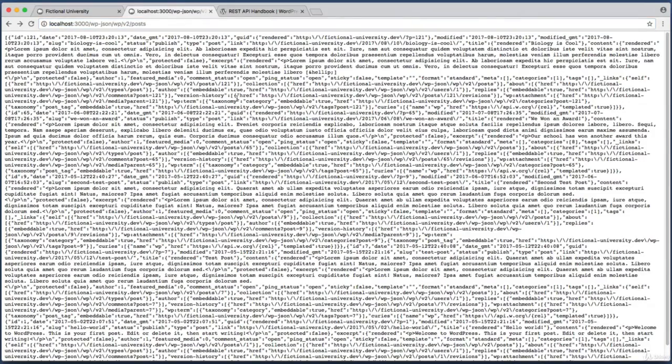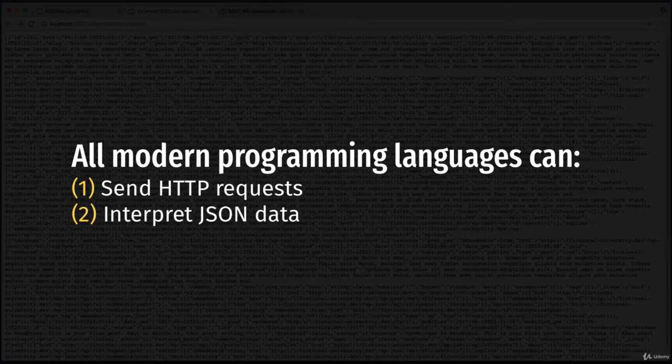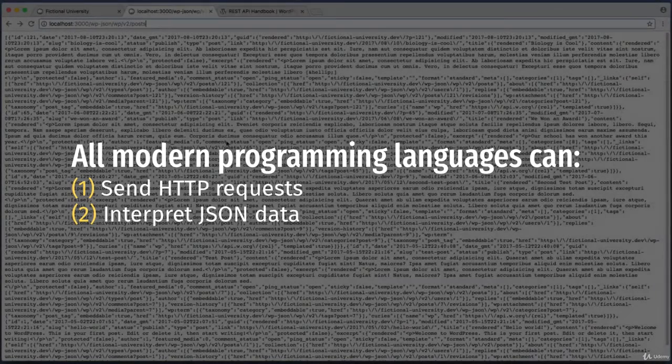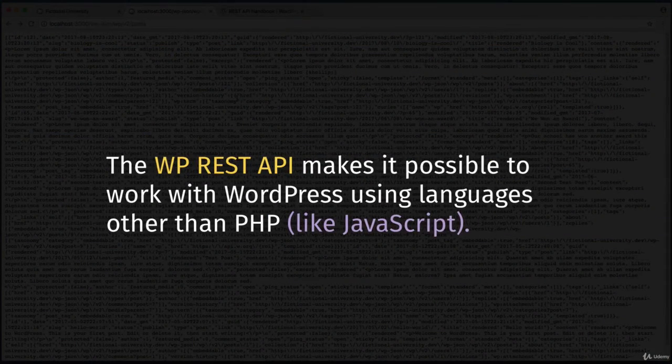And the entire point of the REST API is that it makes it possible to work with WordPress data and content outside of the context of the PHP programming language. Because basically every modern programming language today can send HTTP requests to URLs like this, and also every modern programming language can interpret JSON data. Now in our case, in this course, we are using JavaScript, but you could technically create a native Android or iOS application that communicates with a WordPress website through the REST API. Or you could create a Ruby or Python or Node.js app that communicates with WordPress.